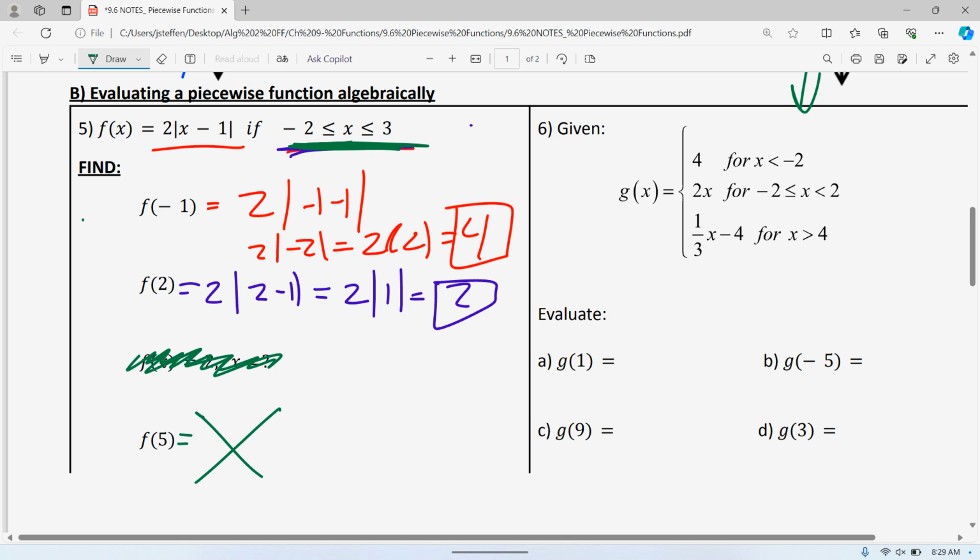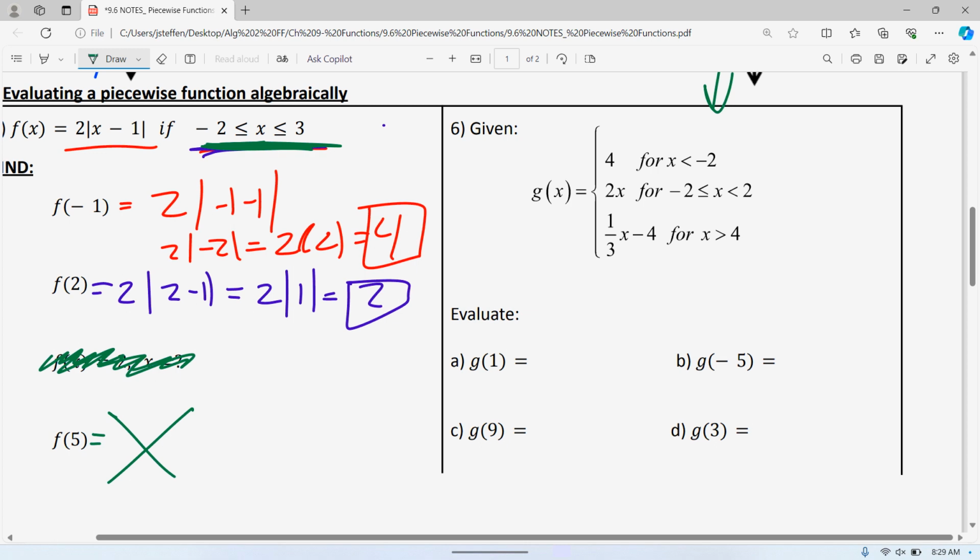Let's go on over to number 6, and let's see what this one looks like. So again, these are all equations. y is equal to 4, y is equal to 2x, y is equal to 1/3 x minus 4, but we only use them if they follow this criteria. So first thing you have to do, g of 1 means my x is equal to 1. So where does 1 fit in here? 1 fits for this one. It's in between -2 and +2. So that's the equation we're using. So we have 2 times 1, which is just 2. So g of 1 is 2.